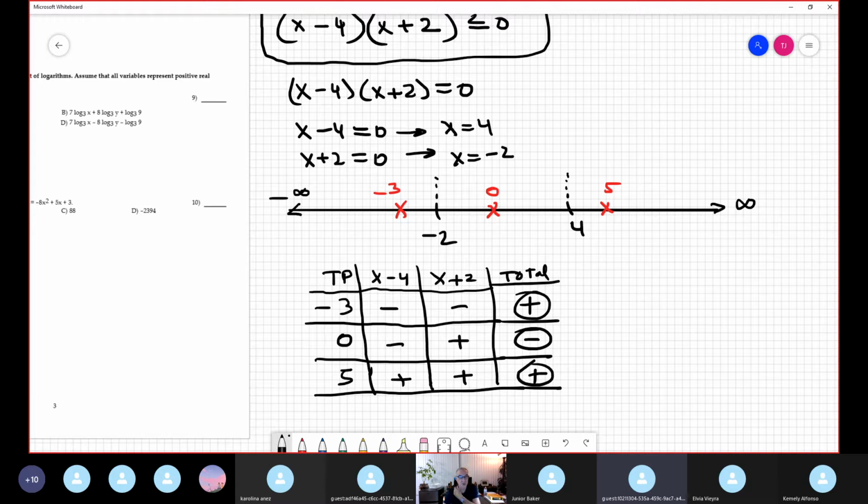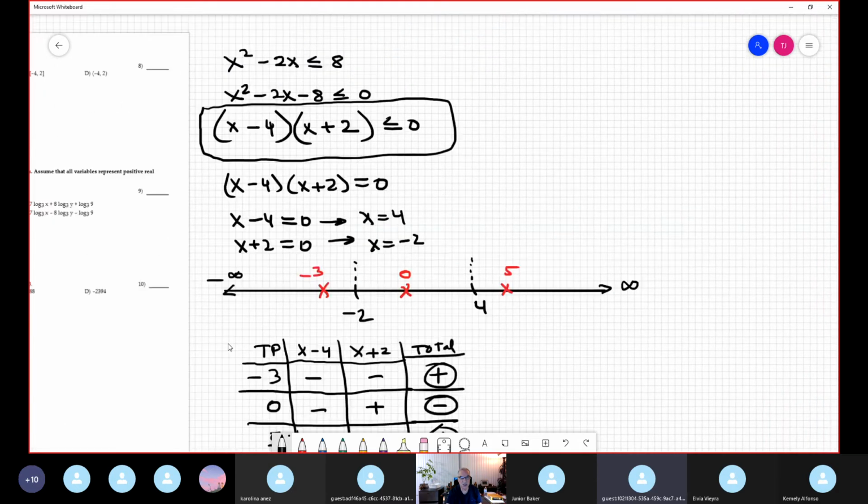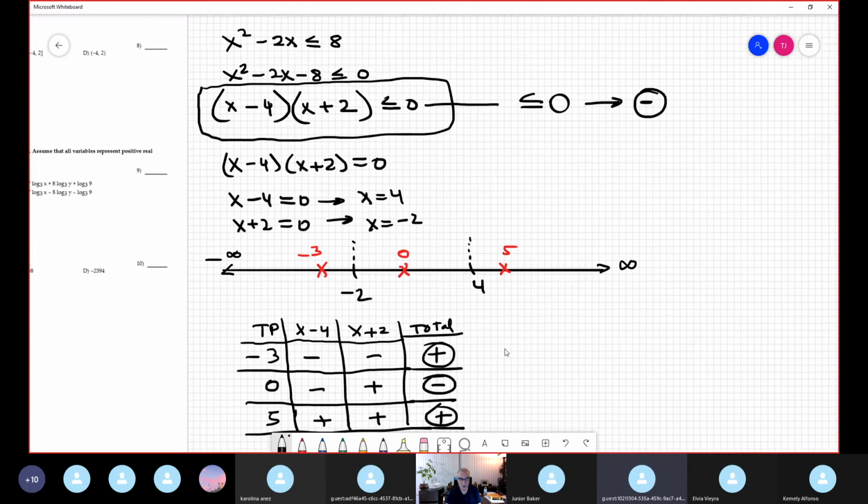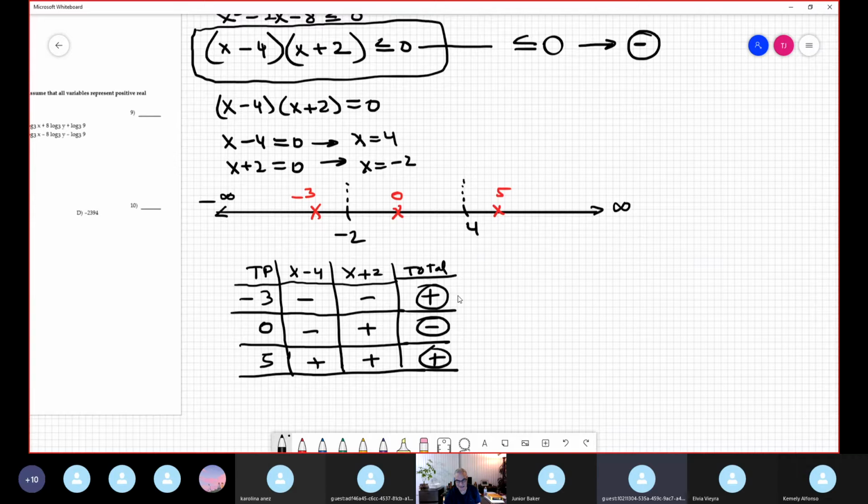Actually, the solution: look at the original inequality. The solution is when this is less than or equal to 0. This is equivalent to being negative. The only testing point that passed the test is 0. So my solution interval is the interval that contains the testing point that says the truth. And the endpoint is included, of course, because this inequality is a combination of equation and inequality. Therefore, the endpoint belongs to the solution. That's the final answer.